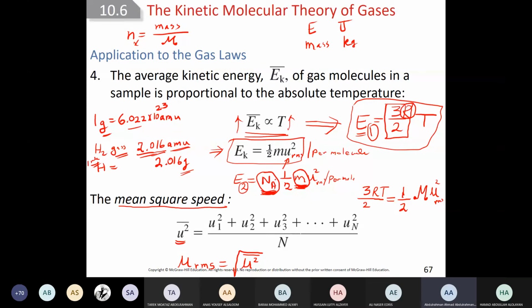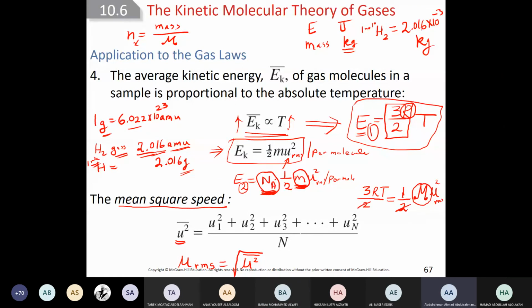And that's why if I give you any gas, in this M here you should put the mass in kilogram, not in gram. So what's the mass of 1 mole of H2 gas? If I want to use SI units, it will be 2.016 multiplied by 10 to the power minus 3 kilogram. Exactly. Very good.